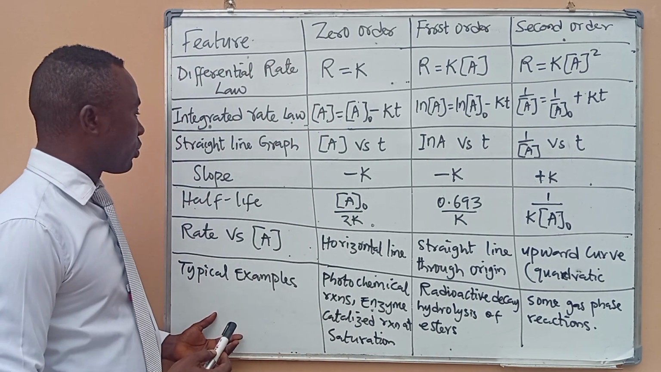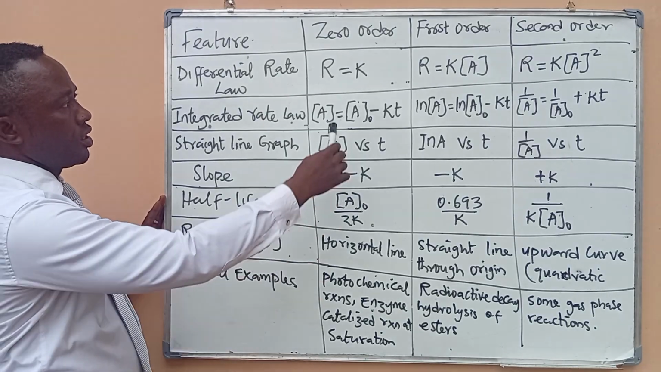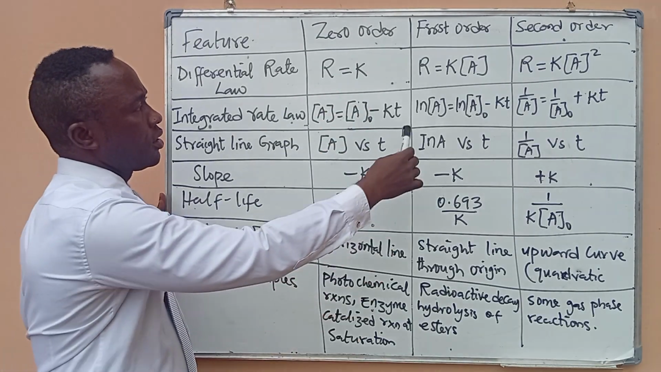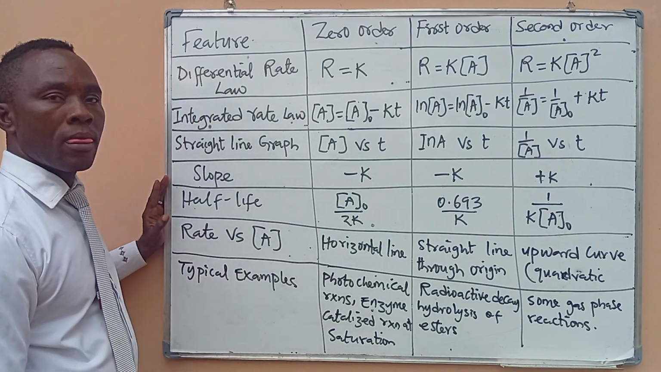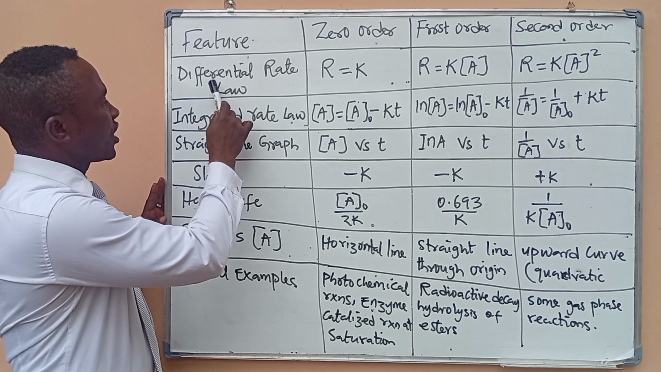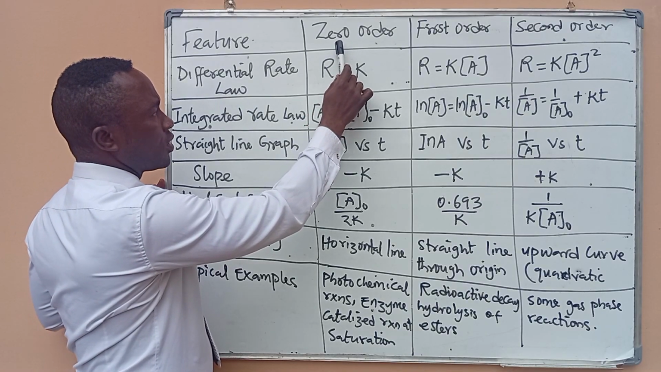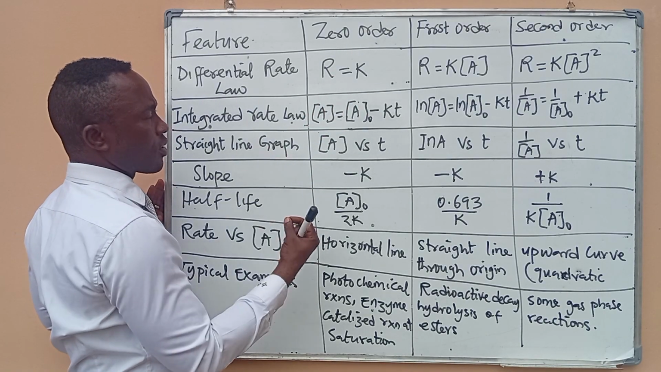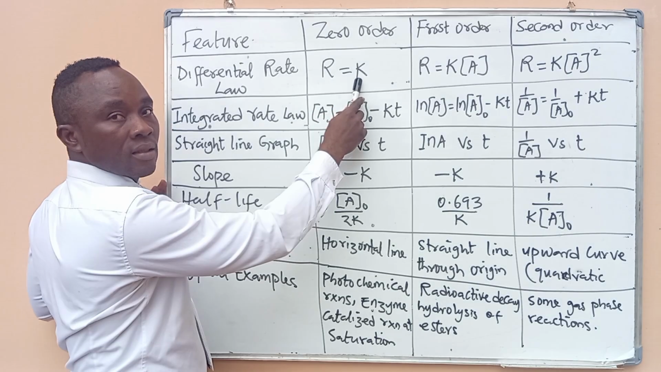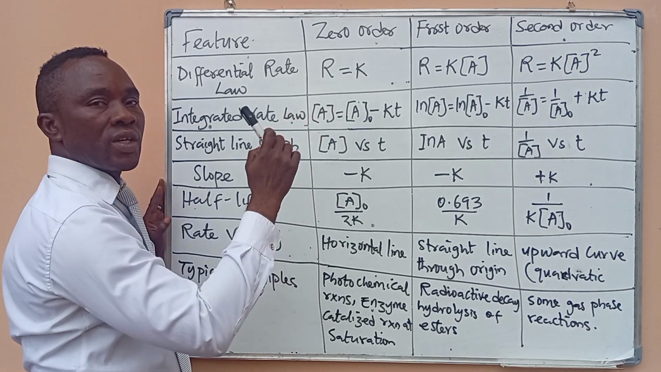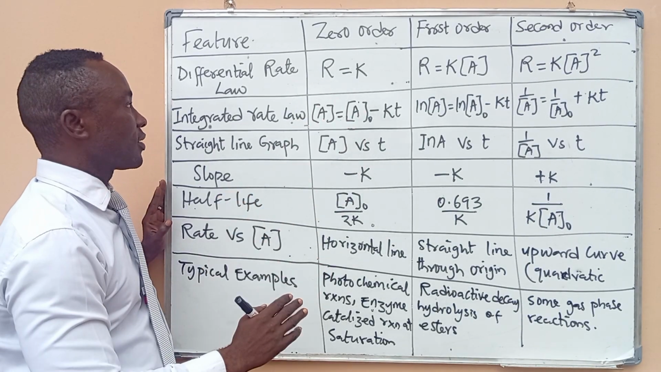Now, if you look at the board here, you'll find out that we have here features. Here is zero order reaction, here is first order reaction, and here is second order reaction. Now we will begin with differential rate law. What is the differential rate law for zero order reaction? For zero order reaction, rate is equal to a constant. That is to say that the rate of zero order reaction does not depend on the concentration of the reactant.